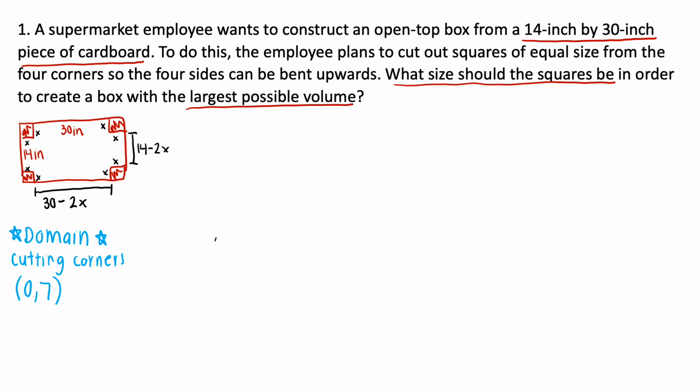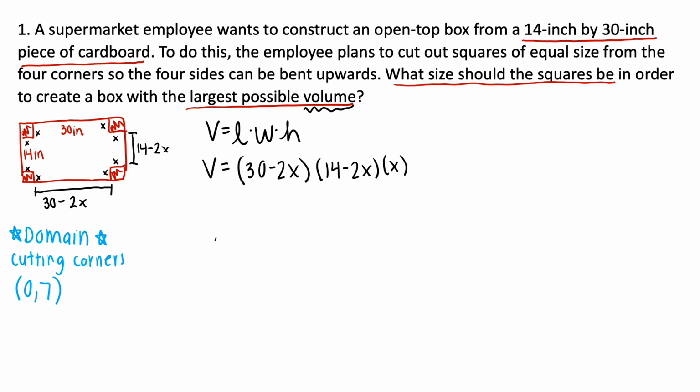So now what we want to do is create our volume equation, and hopefully you remember that volume of a box would be equal to length times width times height. In this case, our length is going to be equal to 30 minus 2x. Our width would be 14 minus 2x. And if we fold up with our x by x square as the cutout, our height is actually going to be x. And again, if you're unsure of how that works, feel free to pause me, grab a piece of paper, cut out some squares, and measure that height and prove to yourself that yes, it would be the part that you cut off.